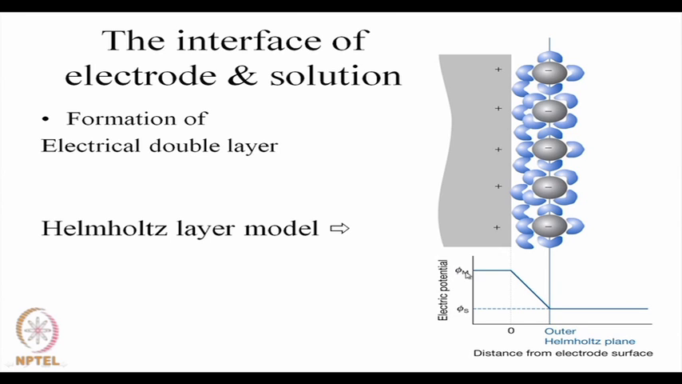So phi m is the metal potential, phi s is the solution potential, and it minimizes at the outer Helmholtz plane. It is as if when the metal is dipped into solution, it loses electrons, and that electron is gained by the solution. Therefore, the metal gains a positive potential and the solution gains a negative potential. So this is the pictorial representation of that.